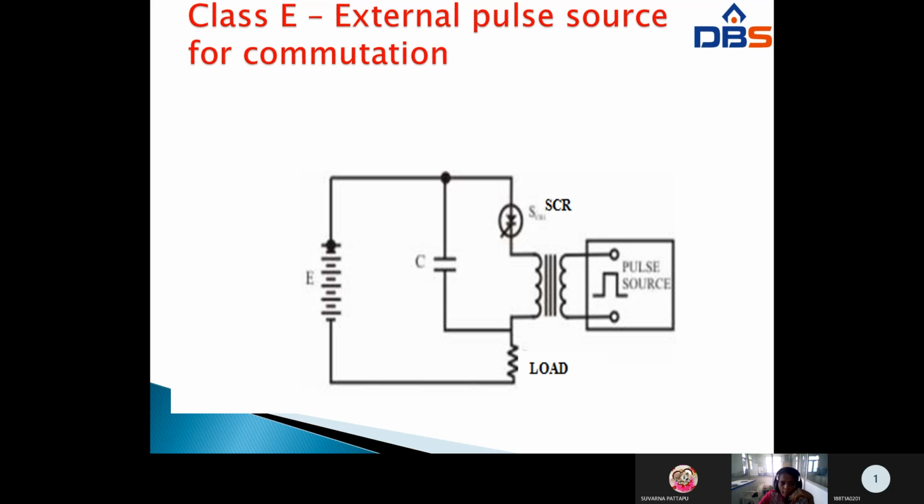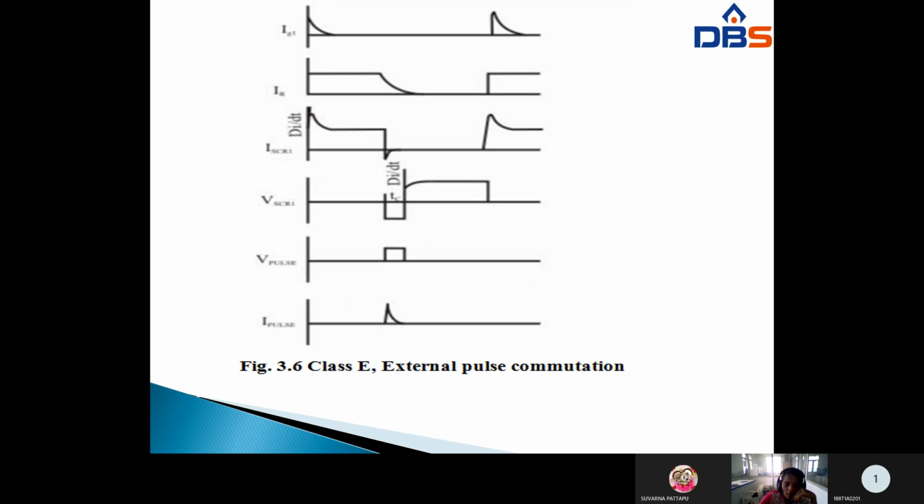So this is the class E source. In the class E pulse source, we are using a pulse transformer. Here the SCR will be connected to a pulse transformer, and it will be connected to a capacitor. So when we look at the waveforms, these are the class E external pulse commutation waveforms.